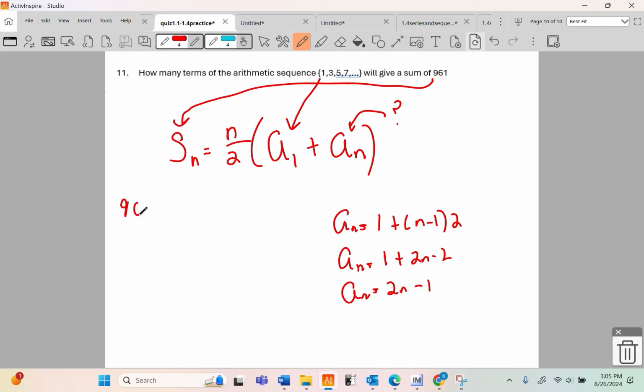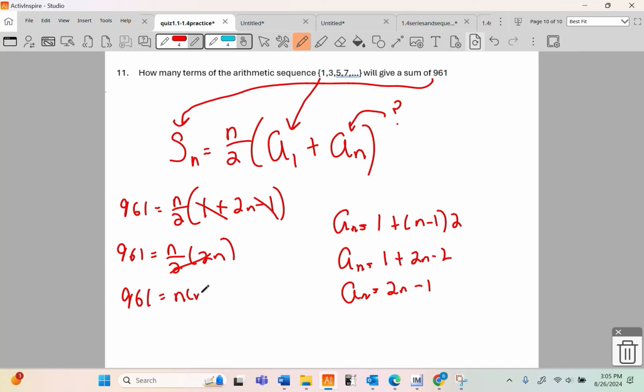So 961 equals n over 2 times the first term, 1, plus 2n minus 1. Okay, look how well this works. The 1's cancel. 961 equals n over 2 times 2n. The 2's cancel. 961 equals n times n. 961 equals n squared.